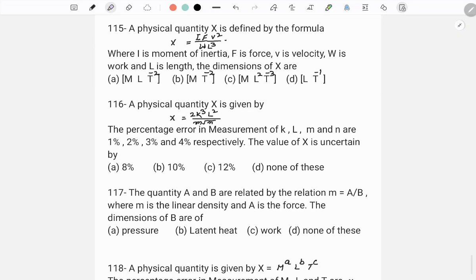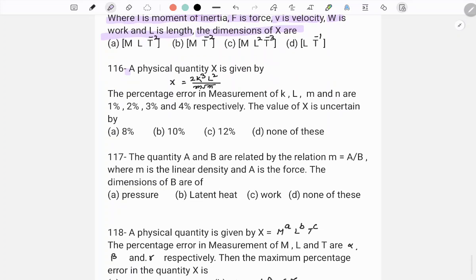Next, a physical quantity x is defined by the formula x is equal to I f v square upon w l to the power 3, where I is moment of inertia, f is force, v is velocity, w is work and l is length. The dimensions of x are. Next, a physical quantity x is given by x is equal to 2k to the power 3 l square root n. The percentage errors in measurement of k, l, m and n are 1%, 2%, 3% and 4% respectively. The value of x is uncertain by.